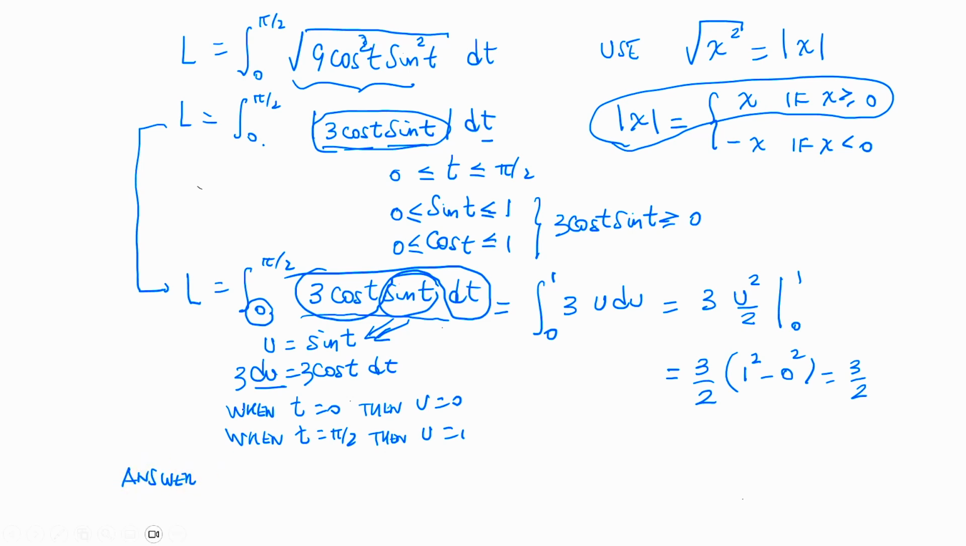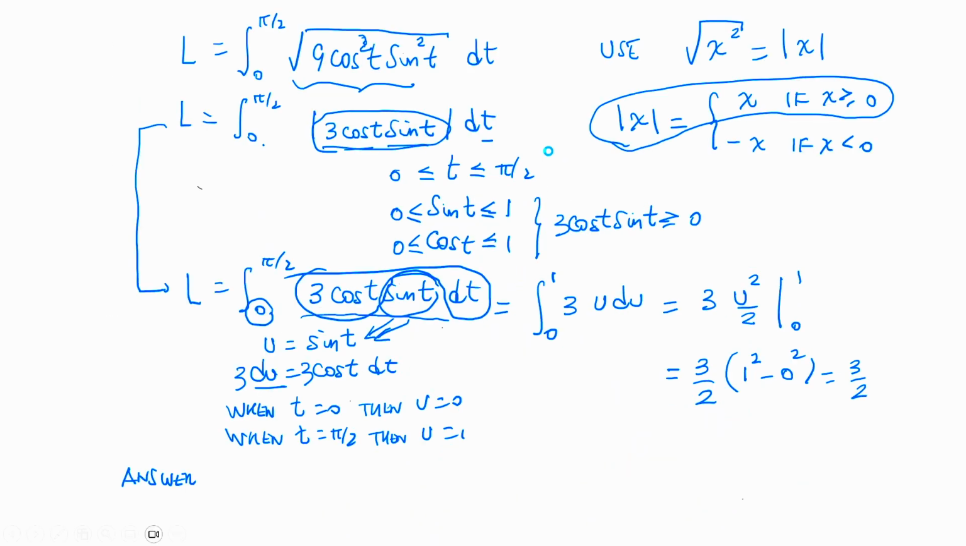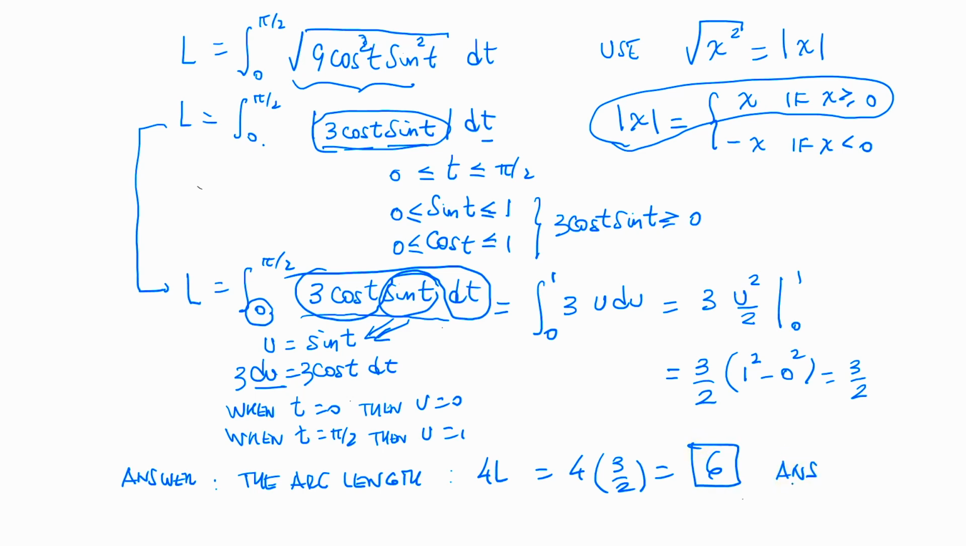The arc length, we say here that it will be 4L. We just found L. So now the arc length will be 4 times the value that we just found. The arc length of the whole asteroid in this problem will be 4L, which is the same as 4 times 3 over 2, and this will be 6. That is the answer of this problem.